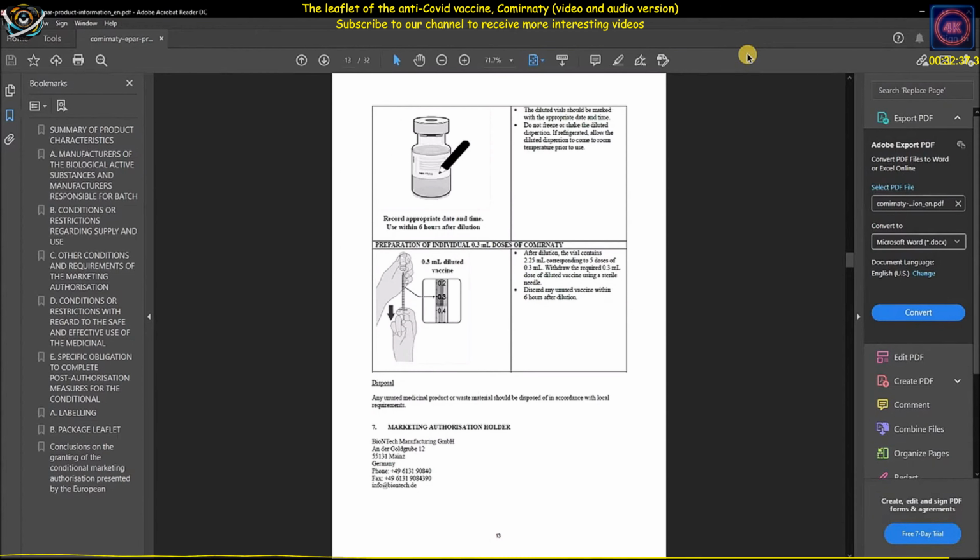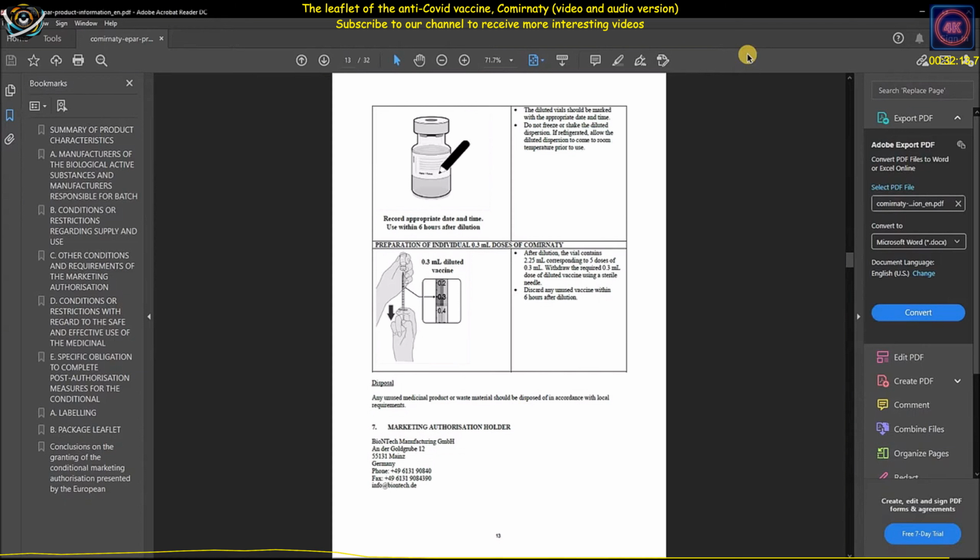Record appropriate date and time. Use within 6 hours after dilution. 0.3 ml diluted vaccine. The diluted vials should be marked with the appropriate date and time. Do not freeze or shake the diluted dispersion. If refrigerated, allow the diluted dispersion to come to room temperature prior to use.